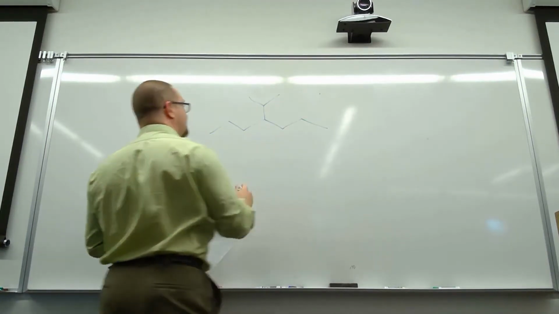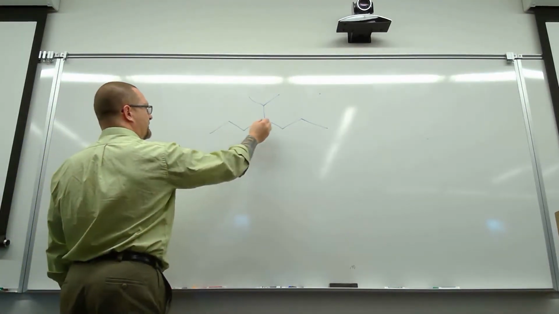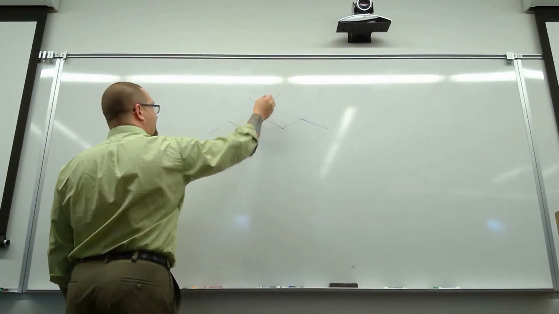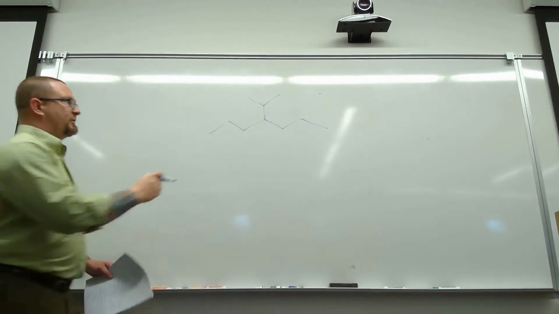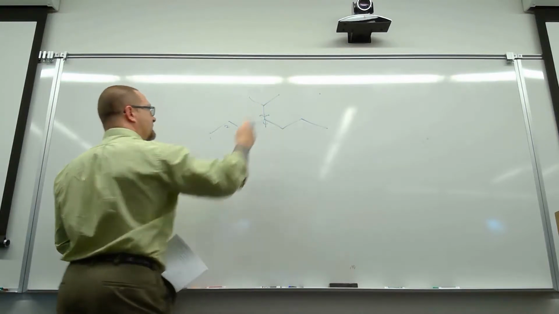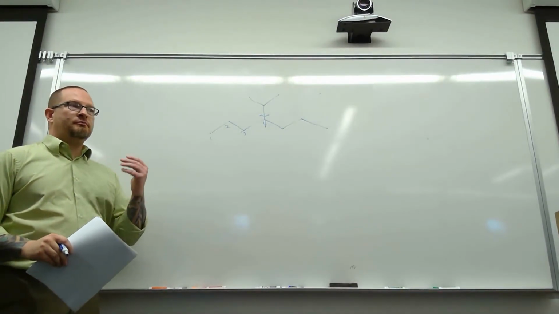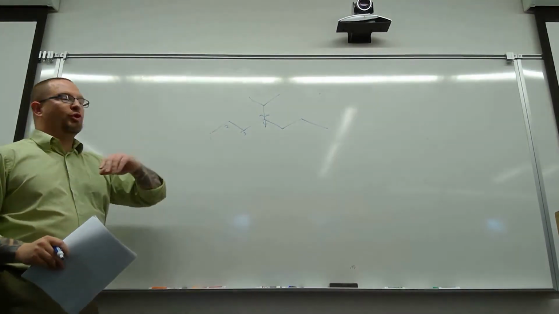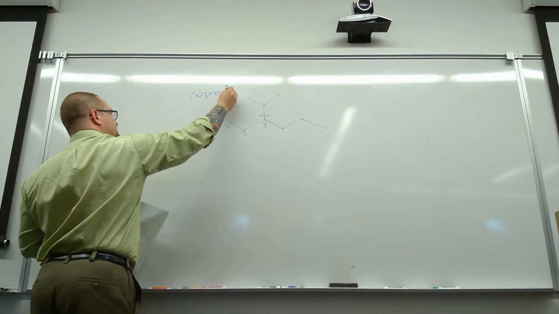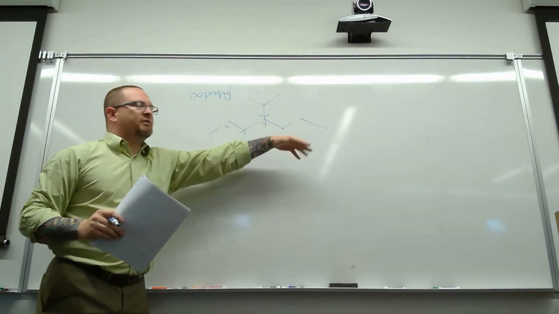Do an easy one. Okay. In this case, the longest parent chain does contain 1, 2, 3, 4, 5, 6, 7 versus 1, 2, 3, 4, 5, 6. So this is our parent chain. So we can go 1, 2, 3, 4. That's the attachment point for the substituent. Since we have the common name, we could call this isopropyl. So this could be 4-isopropylheptane.